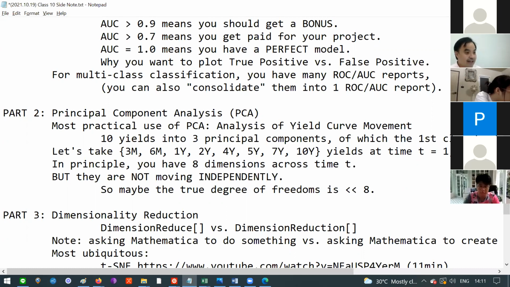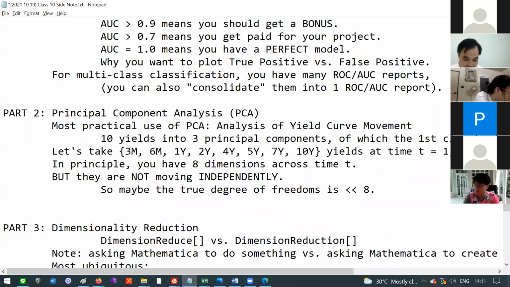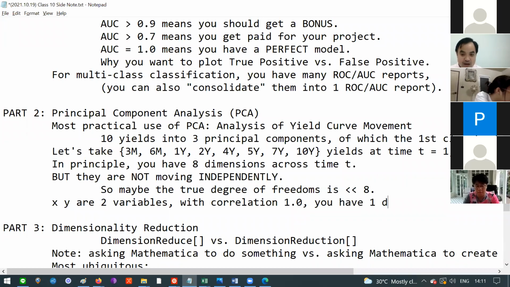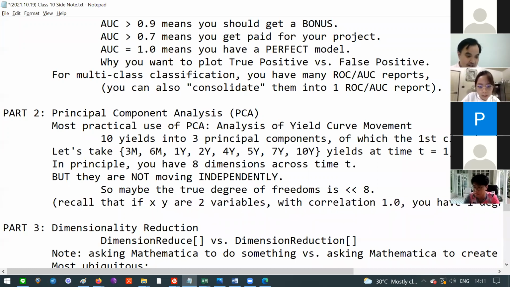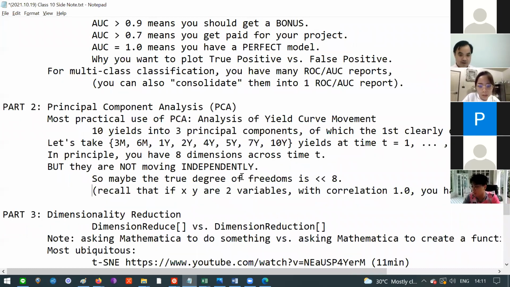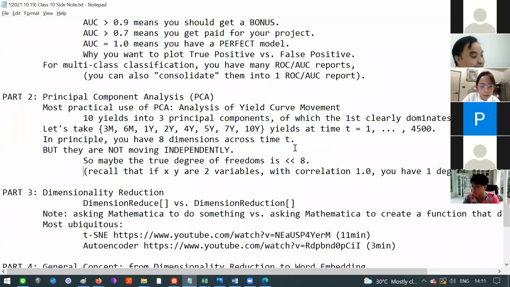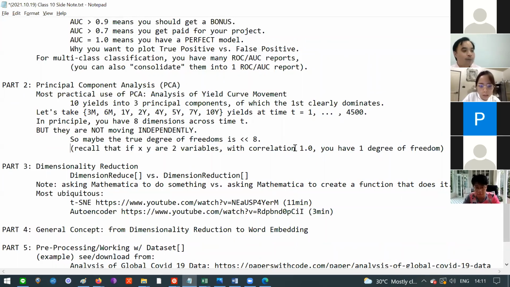Now think of 2 variables, right? If x and y are 2 variables with correlation 1, perfect correlation, you only have 1 degree of freedom. Recall that. So maybe you actually have less degree of freedom. Now, let me show you what that degree of freedom looks like.